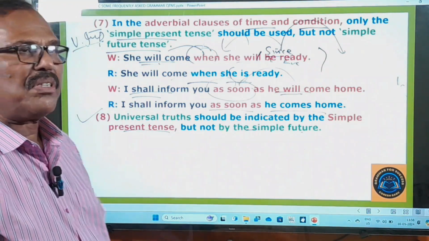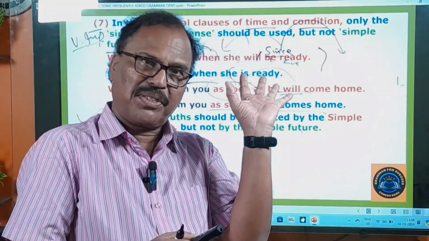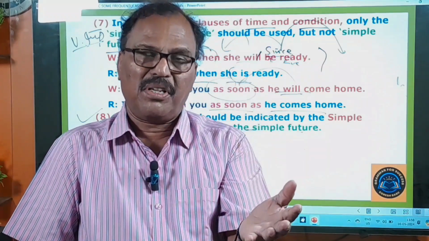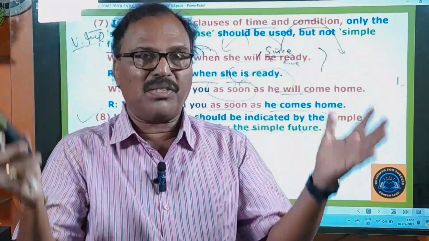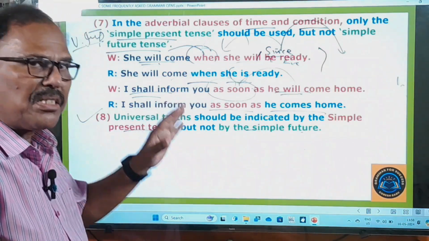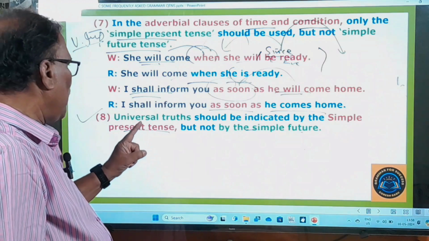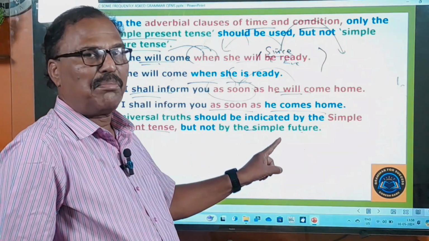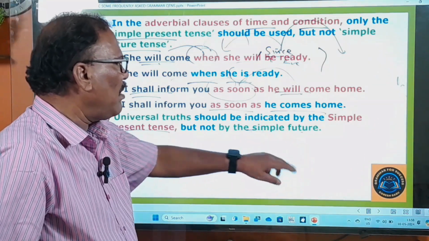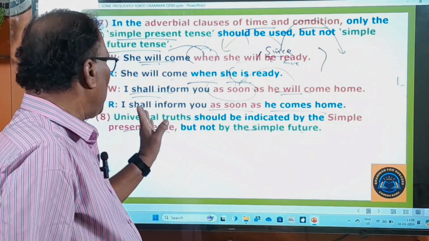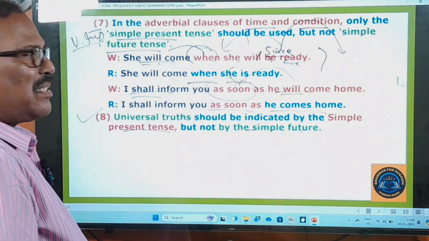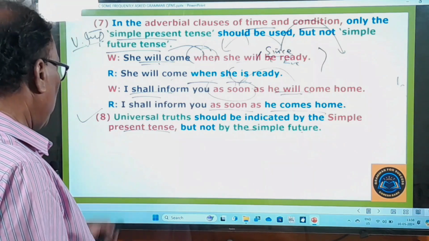Universal truths means they were true in the past, they are true in the present, they are going to be true in the future. Such things are called universal truths, right? And here these universal truths must be expressed only in the simple present tense but not in the simple future tense. In the examination a sentence is given, these universal truths are given in the simple future, and you have to correct them and express them in the simple present tense.